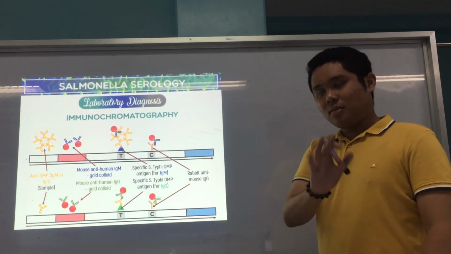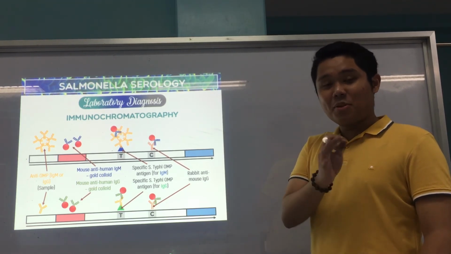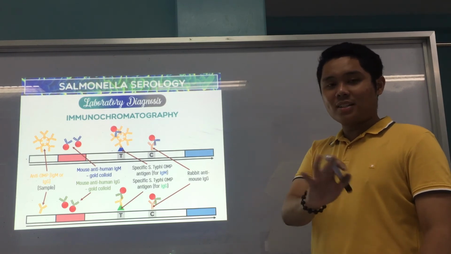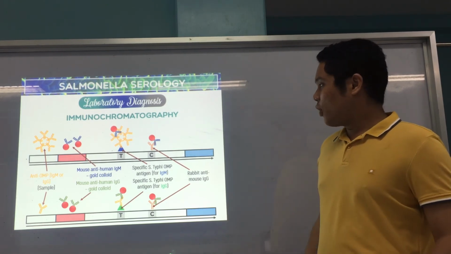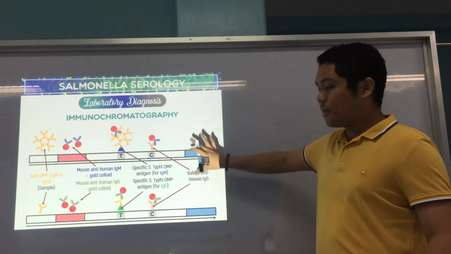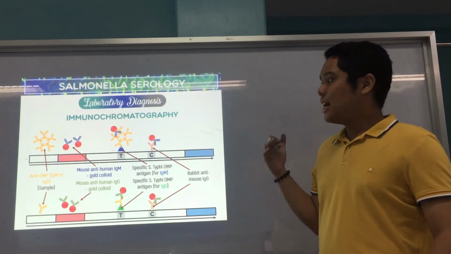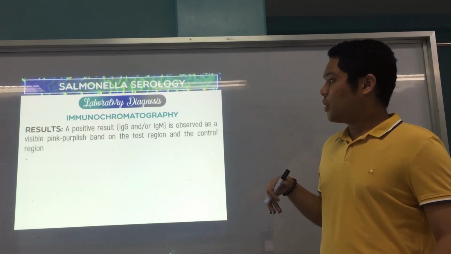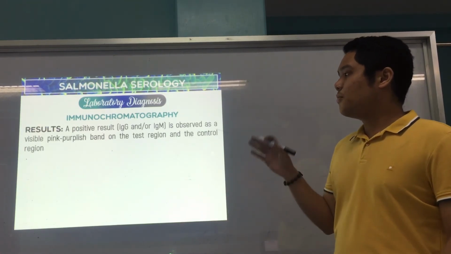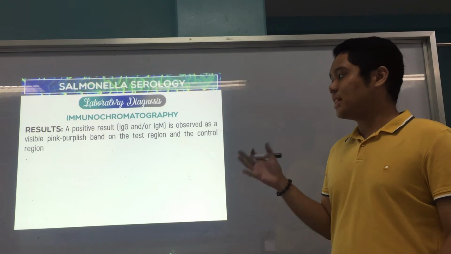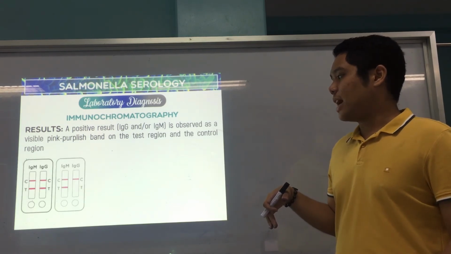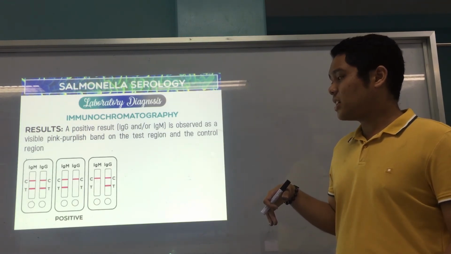So, as we've discussed in immunochromatography, in labeled immunoassay, I hope you got it. Alright, and of course, the remaining unbound reagents go to the absorbent pad. Okay? Alright. And then, of course, for interpretation, a positive result is a visible pink purplish band on the test region and the control region. So, these are your positive results.